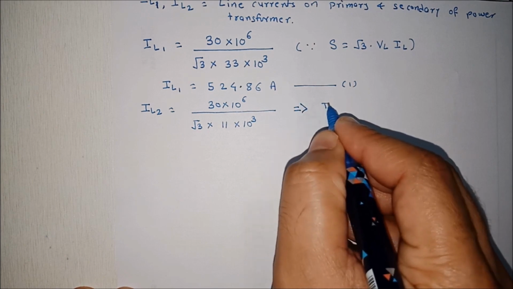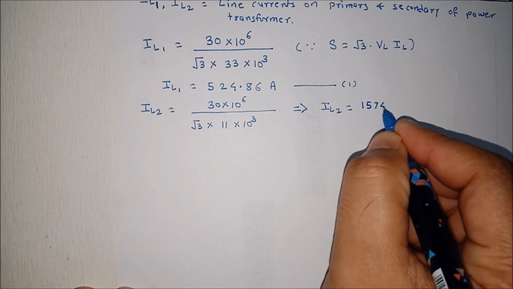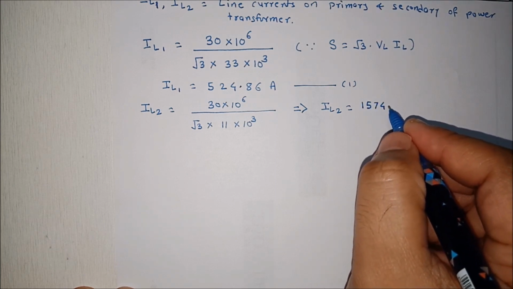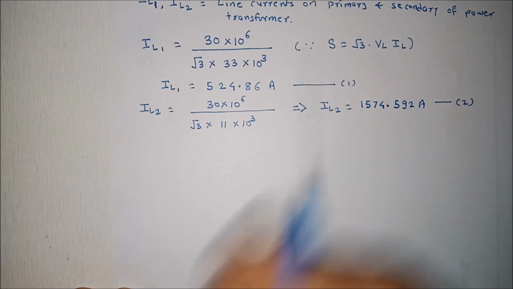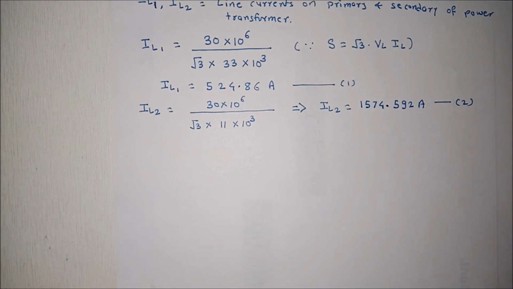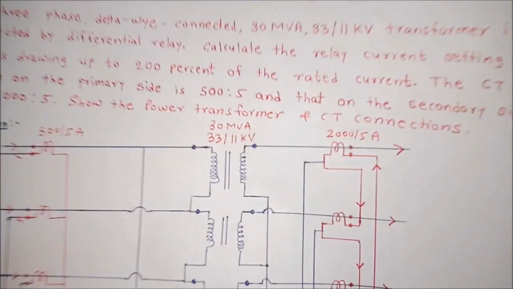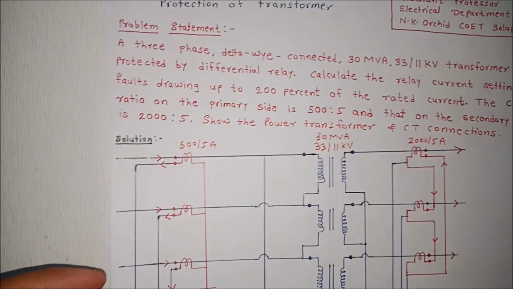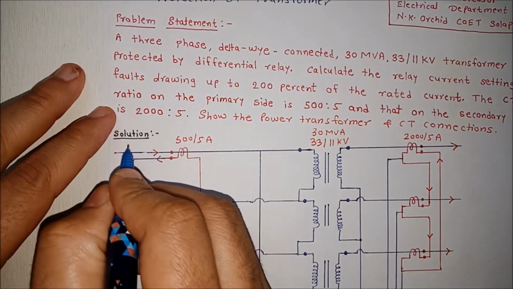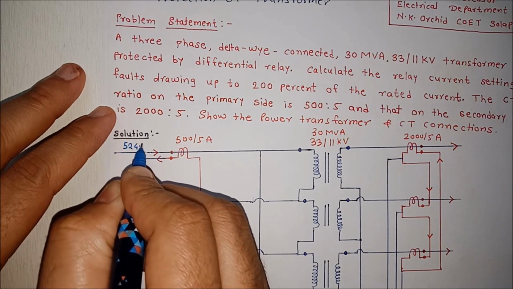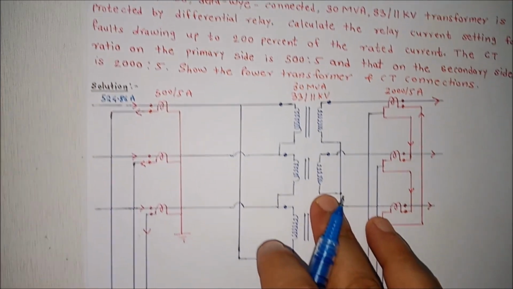So IL2 we are getting as 1574.592 ampere, equation number 2. Okay, so we have got these currents, so that will flow on the primary and that will flow on the secondary. Okay, so let me indicate the current. On one of the phases I will indicate the current. So current is 524.86 ampere. Okay, so same current will flow on the remaining two phases.